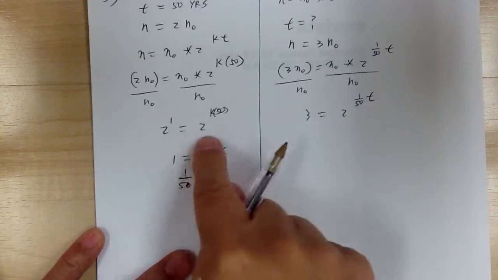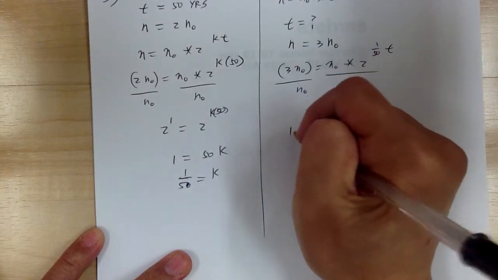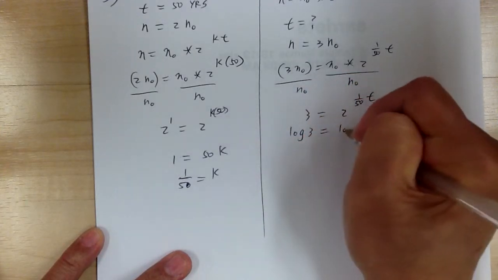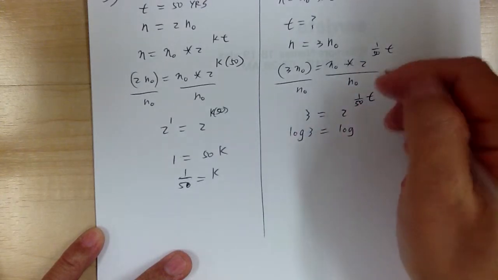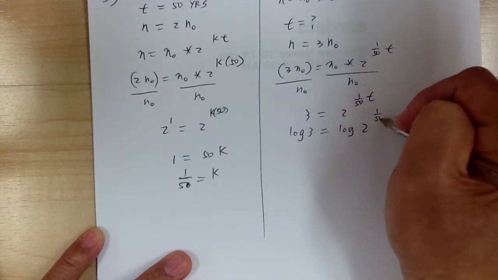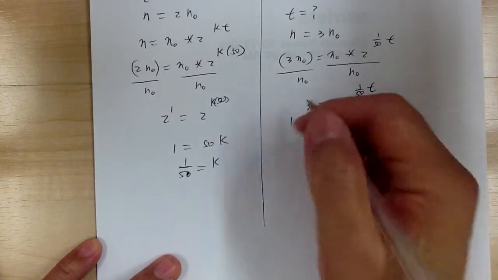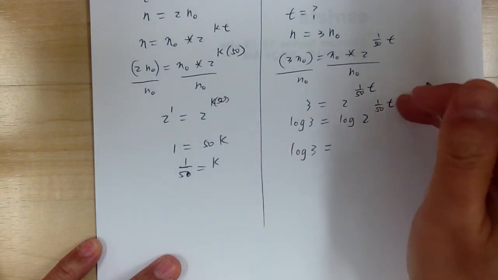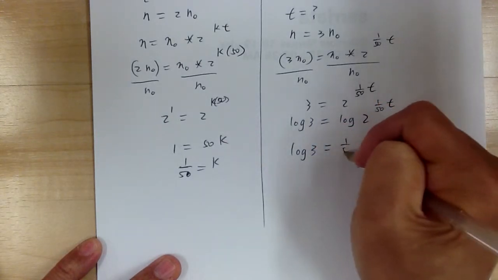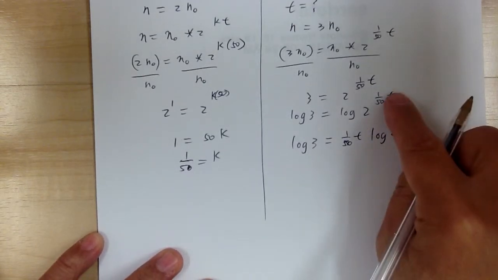Now, if they were the same base, you could make a comparison and solve, but this one is not, so you have to take the log on both sides. Because the variable is an exponent, you have to take the log so that you can bring it down. Once this is in log form, the exponent can come down. So you get 1 over 50 t times log 2.